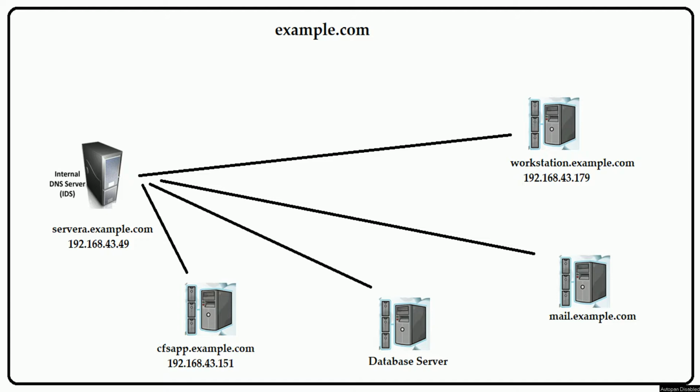The environment which I have, you can see in the PPT, the domain is example.com, and here you can see a lot of servers. In my environment we have one server, that is workstation.example.com, and you can see the IP as well. And I have one mail server, that is mail.example.com. I have one database server, some application server, that is cfsapp.example.com, and I have one DNS server.